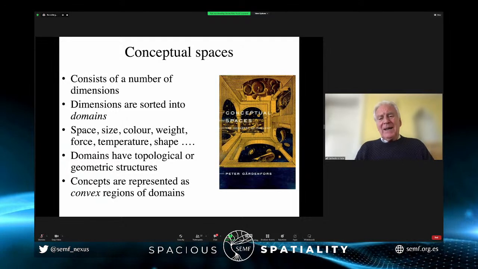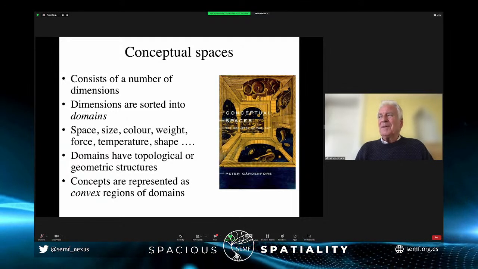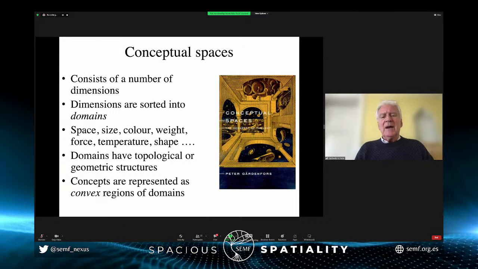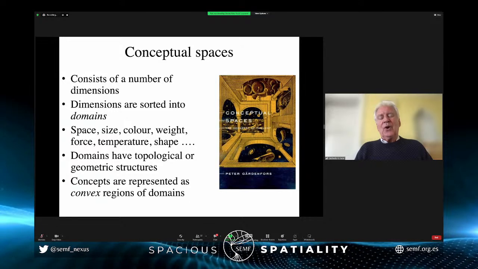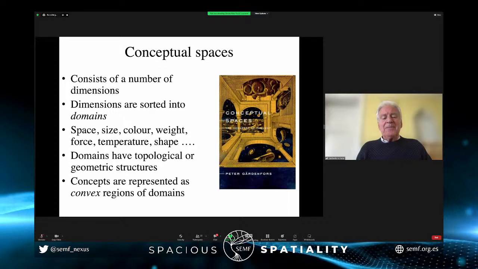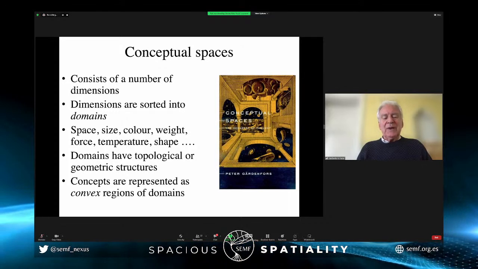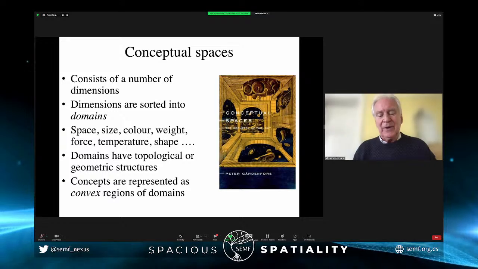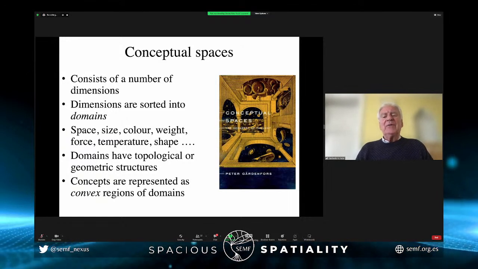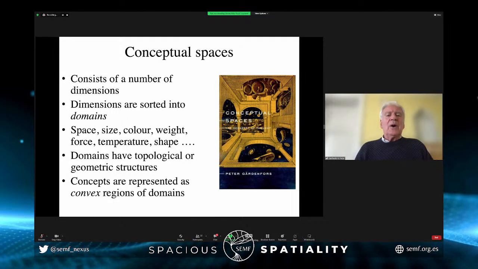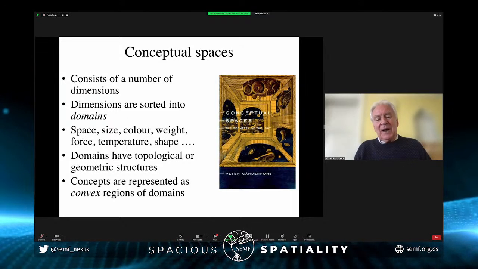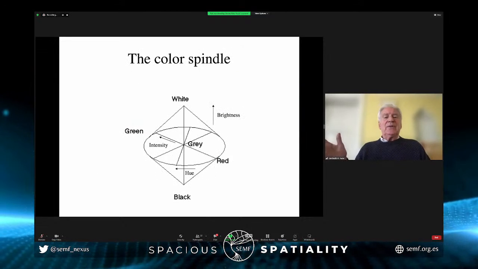Now, my idea, and I think this is the idea I've stressed the most in comparison to other people who have worked with geometric representations of information, is that I identify a concept with a convex region of a domain or a set of domains. I'll get back to that distinction quickly. So for me, this idea of convexity is very central for our analysis, and I'll try to explain why.